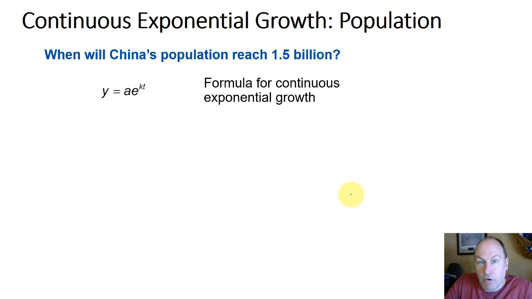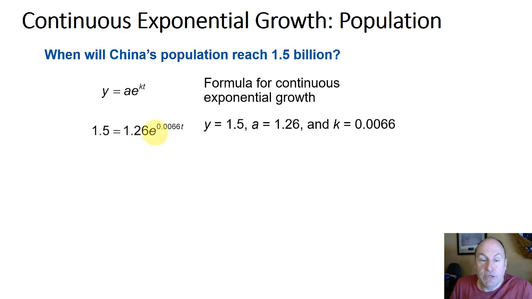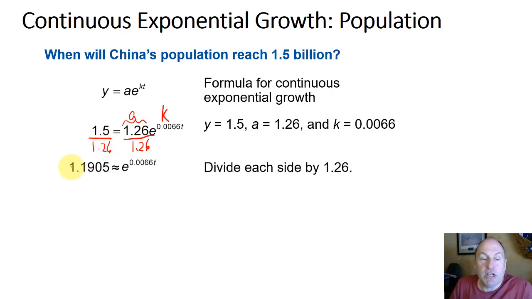So now that we know the rate of growth, if we assume that that rate of growth continues, k is now 0.0066. It's a big assumption to assume that it's going to continue at that rate, but we go 1.5 equals 1.26, the 2000 population, a, times e to the 0.0066t. Again, we're going to divide both sides by 1.26. And that gives us approximately 1.1905 is approximately equal to e to the 0.0066t.